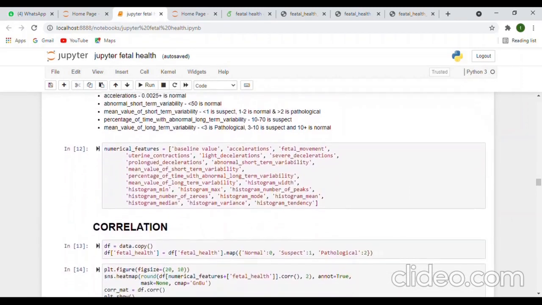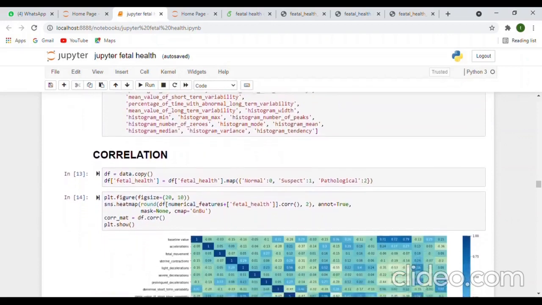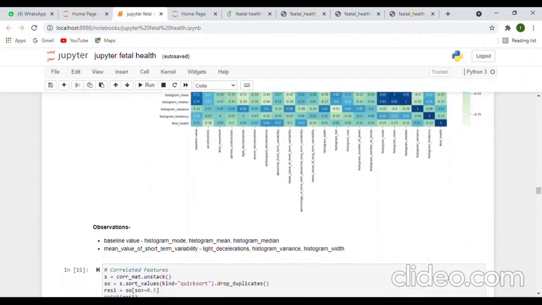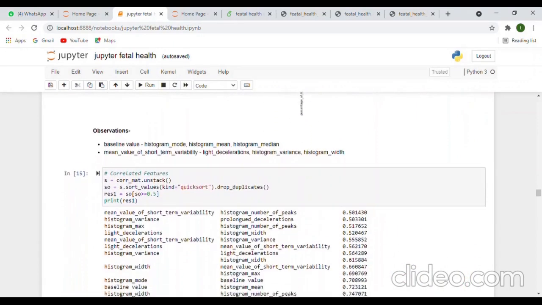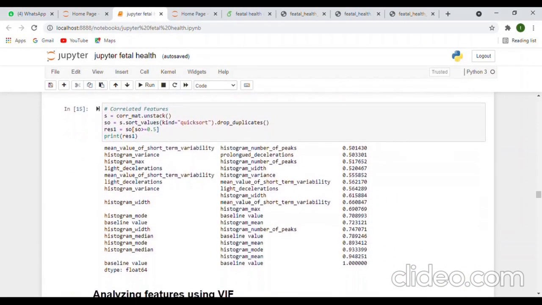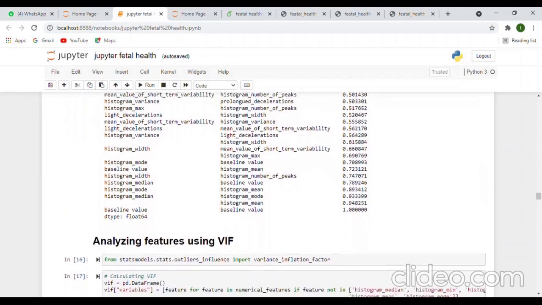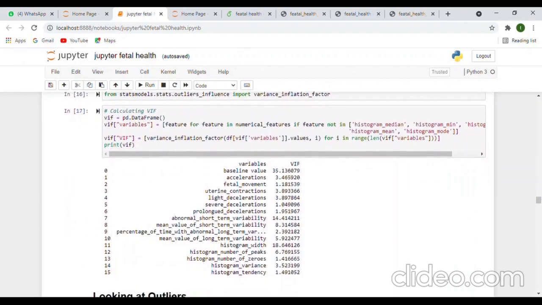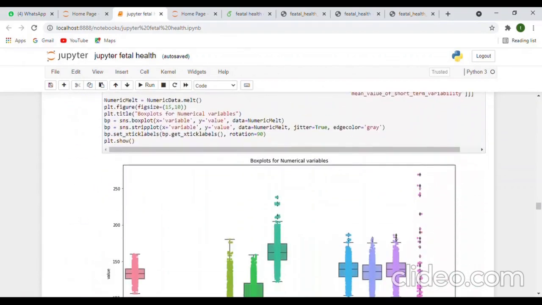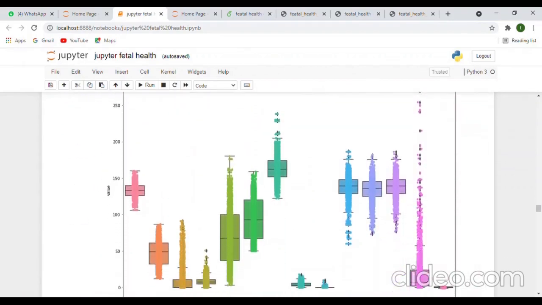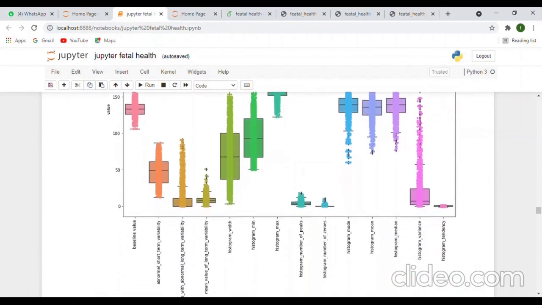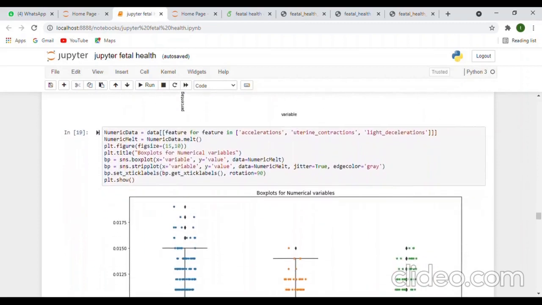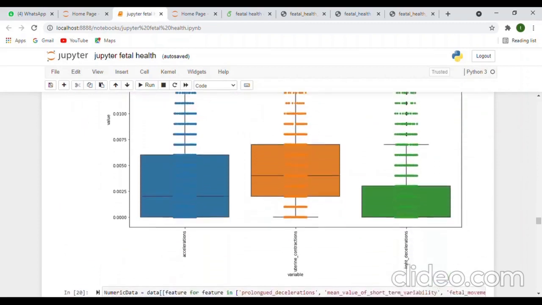So next, we need information like the uterine contraction rate and abnormal short-term variability. Let's look at analyzing variability using VIF. Now we have to calculate the VIF using the data we got and look at the outliers. We can see the box plots for numerical variables in these pictures. You can also see the box plots for numerical variables at severe deceleration.